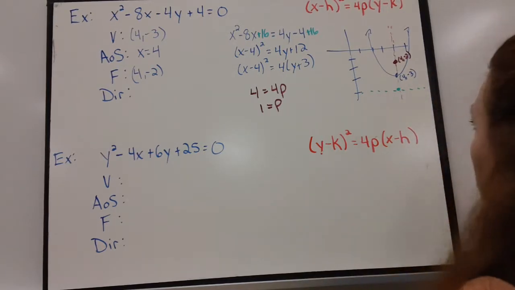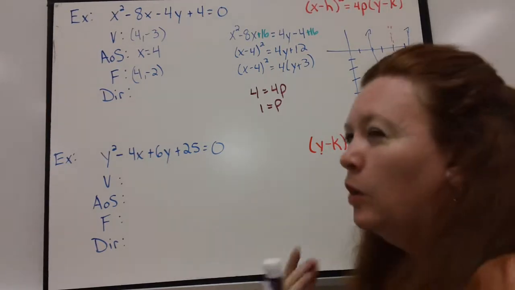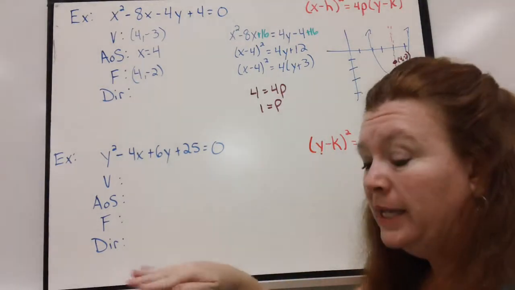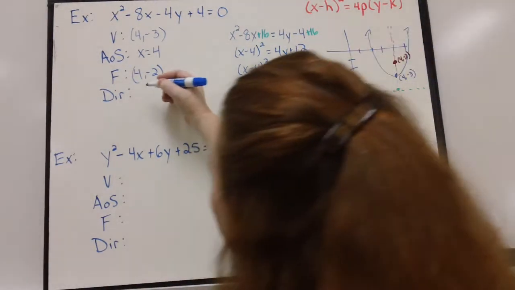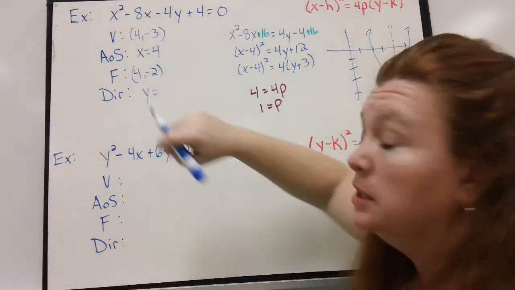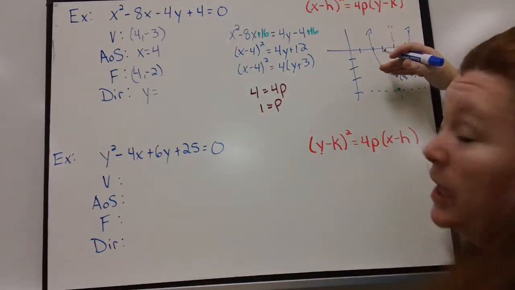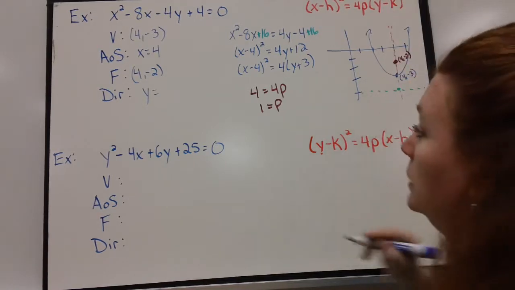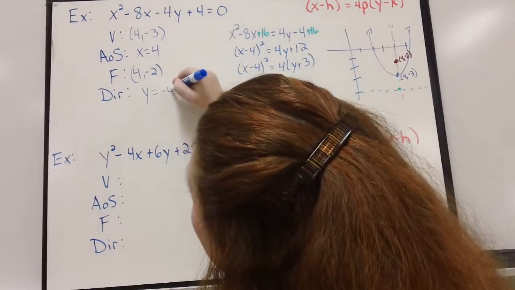And the directrix is a horizontal line. The horizontal line is y equals, so I'm going to write that down, y equals, what is y equal? It is not the same as the focus. I went from a y of -3, I went down 1, which means I am at -4.